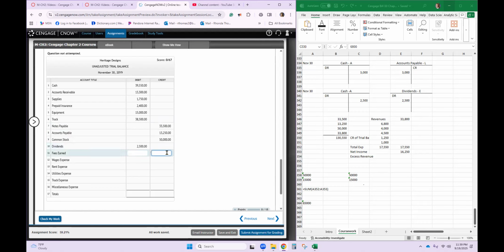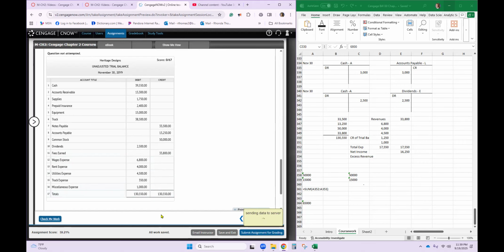Back over. Credit balance, 33,800. All of these are now expenses. So we've got 6,800 and 4,000, and I think this is 4,500 and 350 and 1,000. Let me just double check. Yes, looks like it is. Here is the balance on both sides. The balance is 130,550 on both sides.